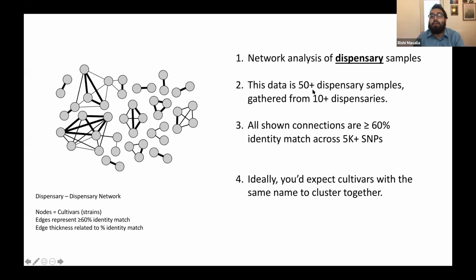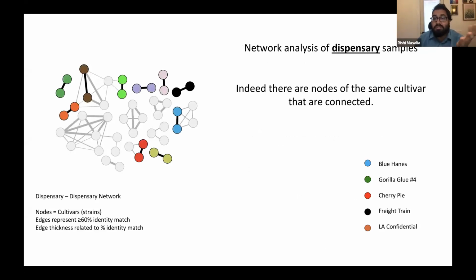This data was gathered from 50 plus dispensary samples, from 10 plus dispensaries across multiple states. If the naming problem wasn't a problem, we'd expect to see cultivars or strains with the same name clustered together on this network diagram, with similar genetic relationships. And we actually do see this. There are some nodes of the same cultivar that are connected. For instance, these two blue ones, Blue Hanes, we have some LA Confidentials, Freight Trains, Cherry Pies. Of the samples with the same name, we do see them clustering, which is great. This is what we'd like to see.